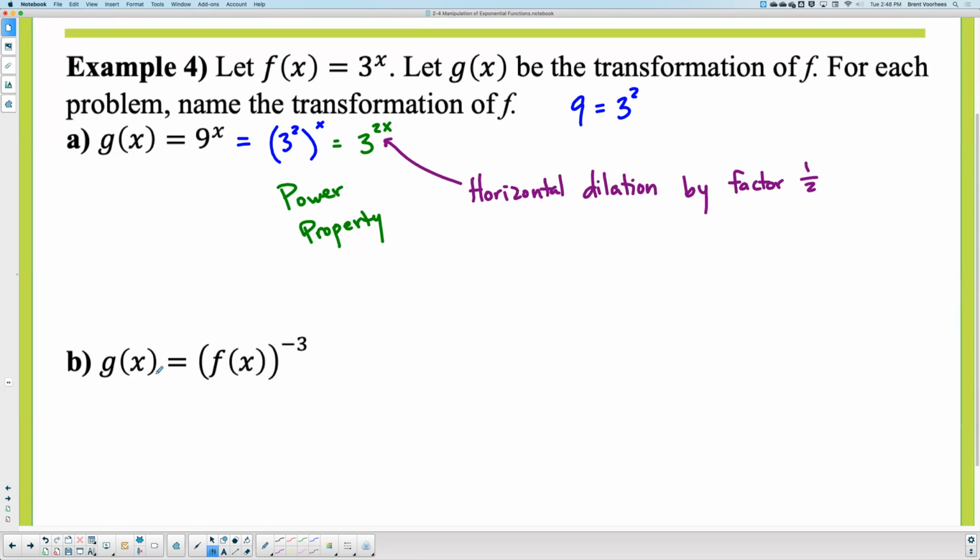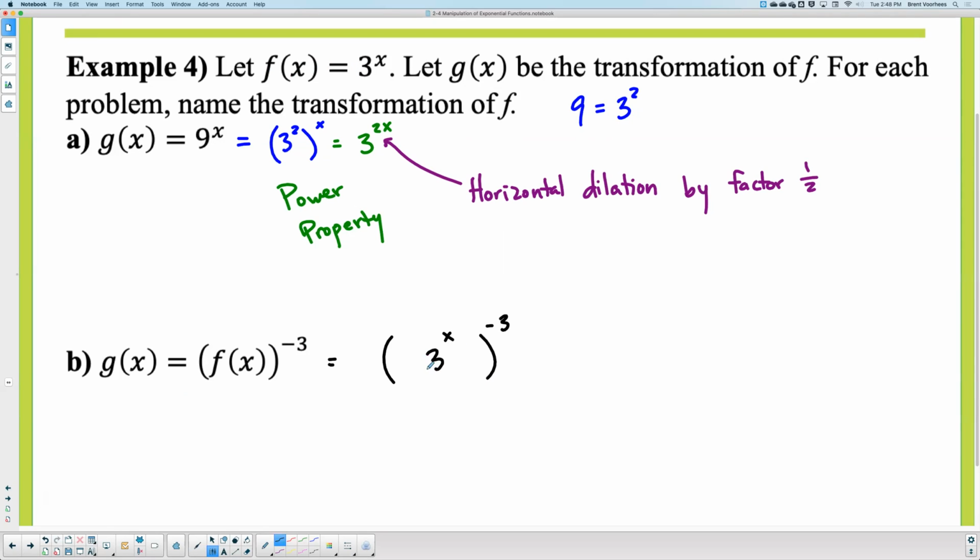Okay, now let's try this one. This looks crazy. It doesn't have to be. All right, this one. What is f of x? What I'm going to do here is substitute. We know we have something raised to the power of -3, but what is f of x? f of x is 3 to the power of x.